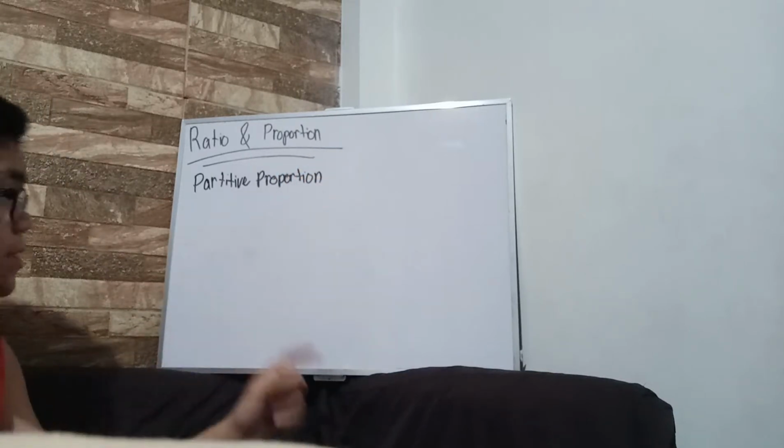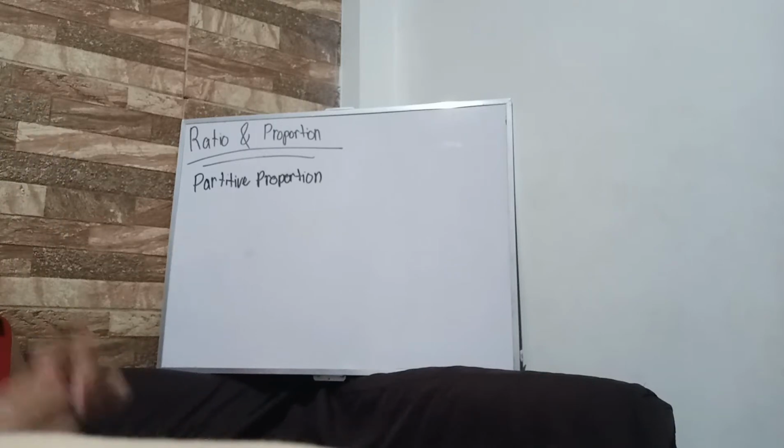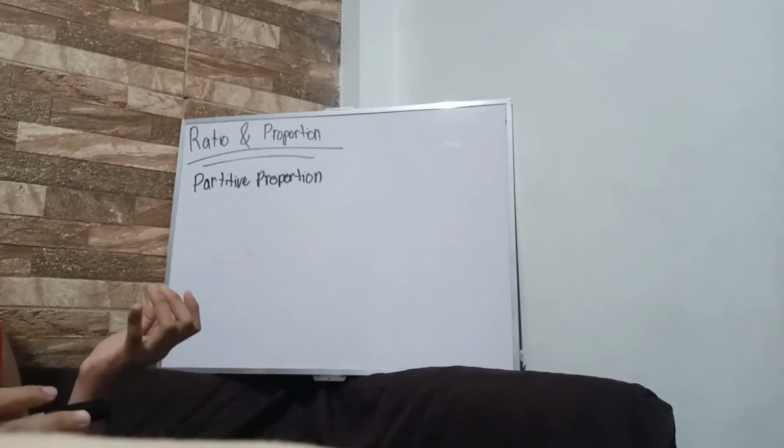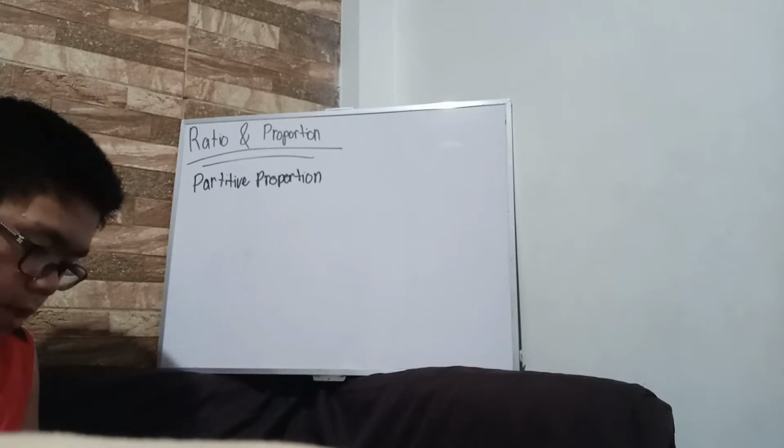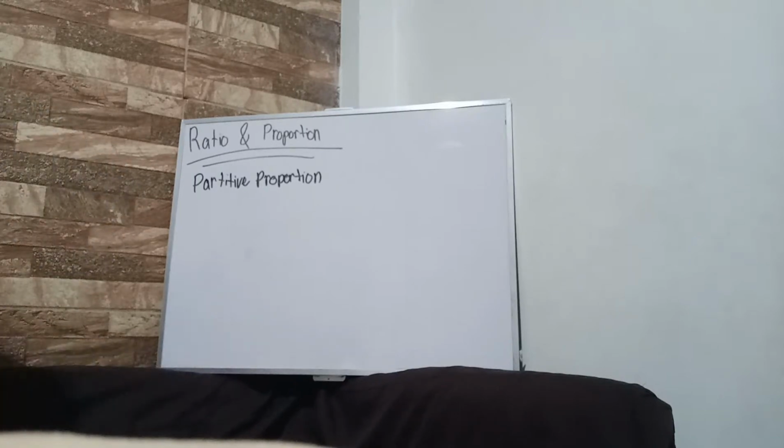So we have here partitive proportion. The meaning of that one is a proportion that describes the total amount being distributed into 2 or more unequal parts. That is the partitive proportion. The formula to be used there is like distributed.